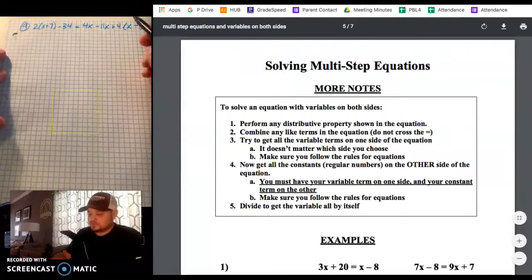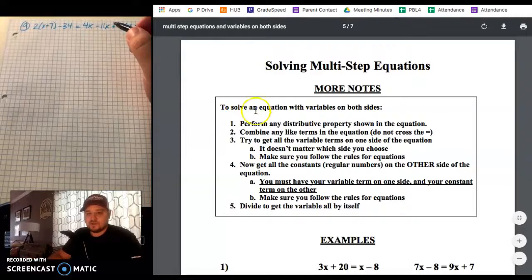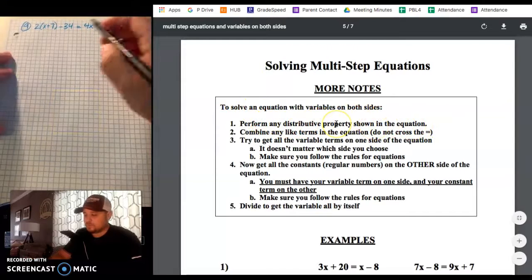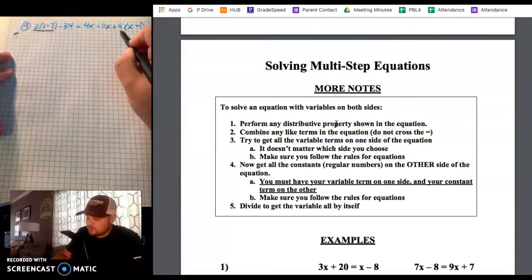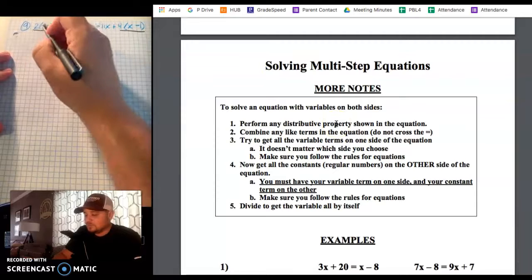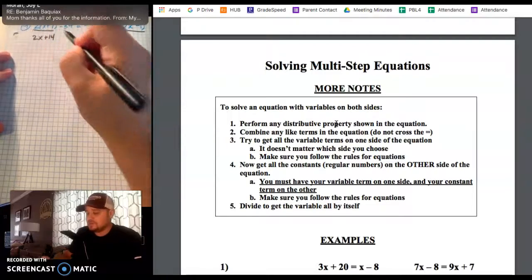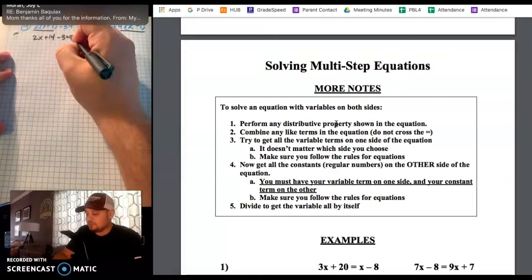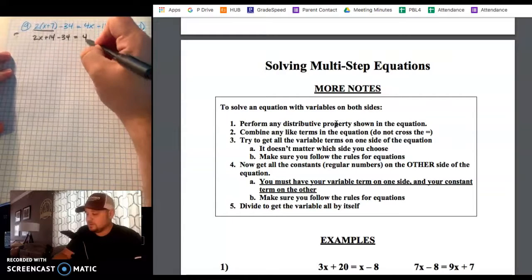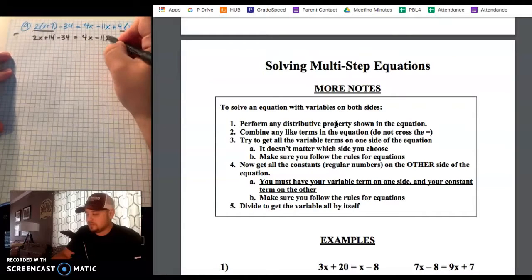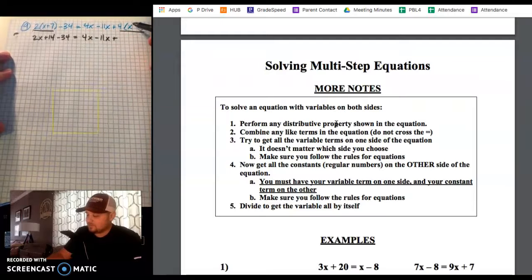So step 1 is to do our distribution, right? That's what it says over here. Perform any distributive property shown. And we have 2 of those. We've got one here and we've got one here. All right, so 2 times x is 2x. 2 times 7 is positive 14. All right, then we've got our negative 34, our equal sign, 4x minus 11x plus, now I've got to multiply the 4 by both of the things inside, so I get 4x, and then 4 times negative 1. Don't forget to do that second multiplication. 4 times negative 1 is negative 4.